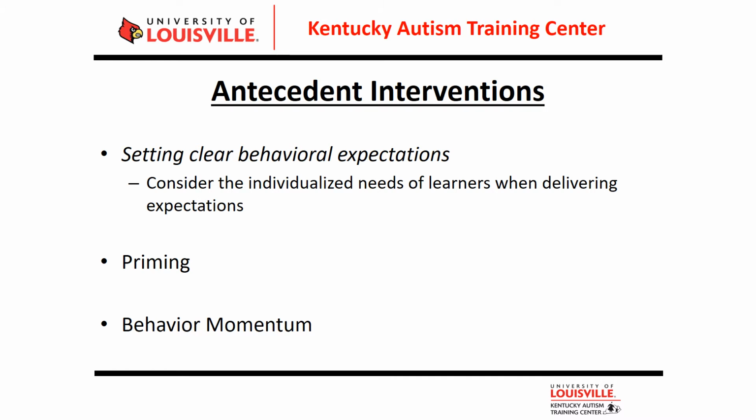A good example with this is with my personal child. When we were learning fractions, we would do one or two math problems that I knew he knew how to do so that he could have some success before we had a big struggle. So good strategies: behavior momentum, priming, and just having clear behavioral expectations.